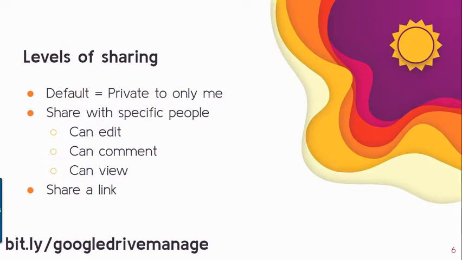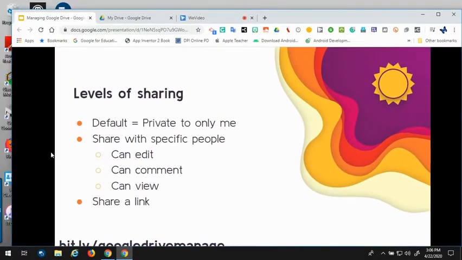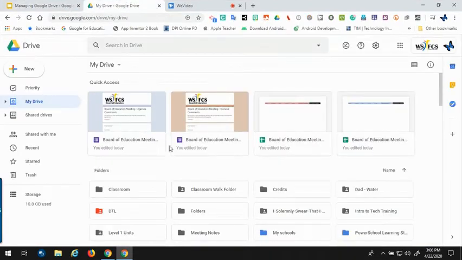And sometimes if you don't want to just type in specific names, you might want to just give the link to someone so they can do these same things, edit, comment, or view, but you would get the shareable link and you would share that link with them. And we are going to jump in and look at a couple of documents in my drive and talk about sharing and just where that sharing is.